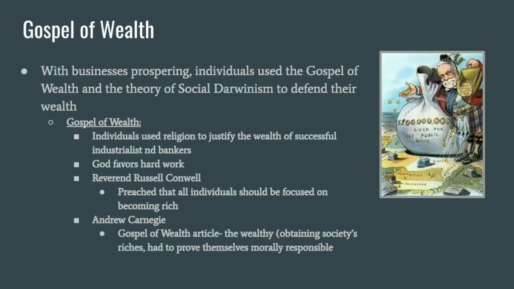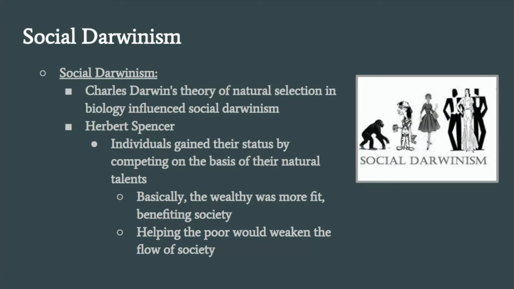Due to this, the Granger Laws and Interstate Commerce Acts were passed. The Gospel of Wealth. With businesses prospering, individuals used the Gospel of Wealth and the theory of social Darwinism to defend their wealth. The Gospel of Wealth was individuals using religion to justify the wealth of successful industrialists and bankers. God favors hard work was their slogan. The face of this was Reverend Russell Conwell, preaching that all individuals should be focused on becoming rich. Another face of this was Andrew Carnegie, who wrote a Gospel of Wealth article saying the wealthy, obtaining society's riches, had to prove themselves morally responsible.